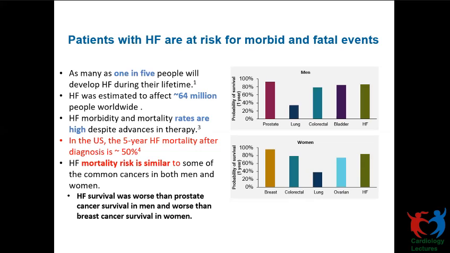Patients with heart failure are at risk of morbid and fatal events; as many as 1 in 5 people will develop heart failure during their lifetime. This is data from 4 years back. It affects 64 million people worldwide, and heart failure morbidity and mortality rates are high despite advances in therapy. In the US alone, the 5-year mortality after a heart failure diagnosis is 50%. So the mortality risk is similar to other common cancers in both men and women. Heart failure survival was worse than prostate cancer survival in men and breast cancer survival in women. So the heart failure mortality and morbidity is very, very grave when compared to cancer incidence in those populations.